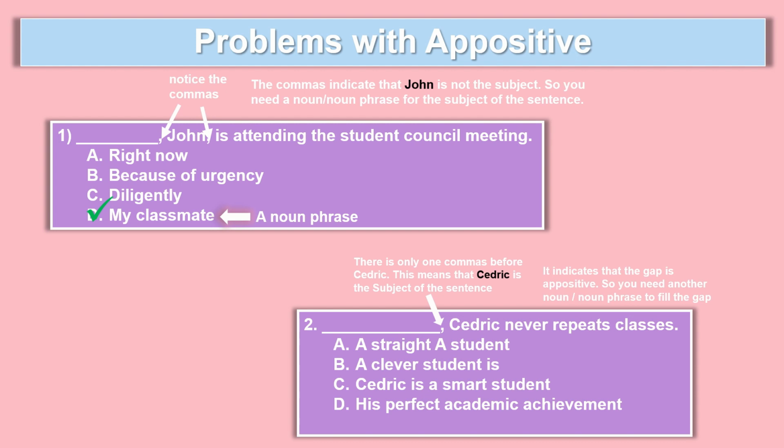And now try to look at the choices. Which one is the noun or the noun phrase? Wow, look, there are two noun phrases here, a straight A student and his perfect academic achievement. However, Cedric is a person. Therefore, you need to choose the noun phrase that shows a person, that is A. That's how you fill in the gap. That's how you consider choices in questions that include an appositive.